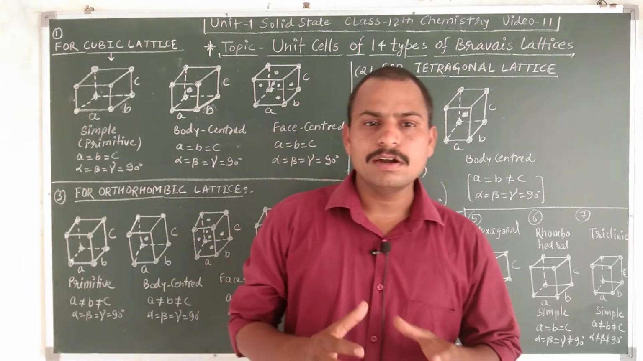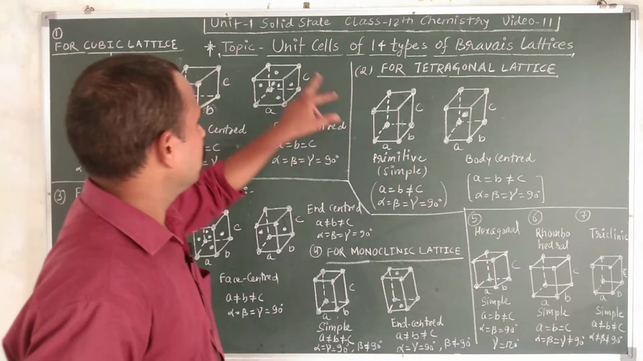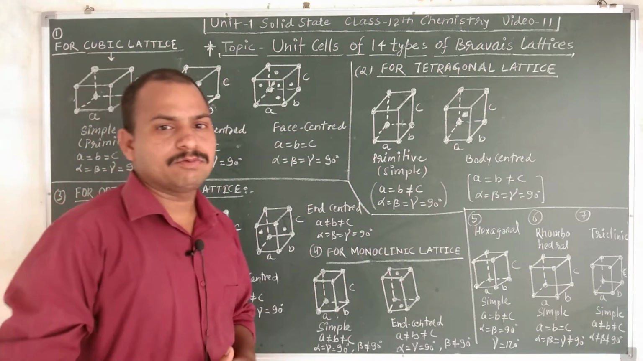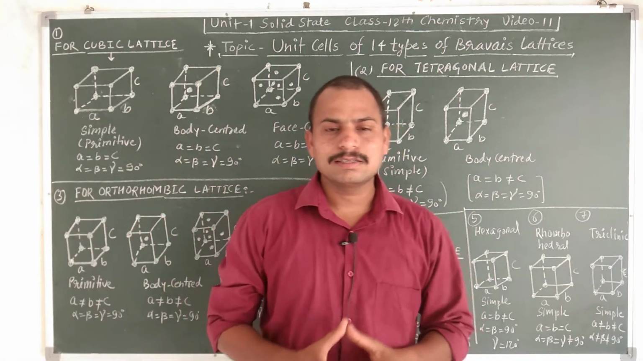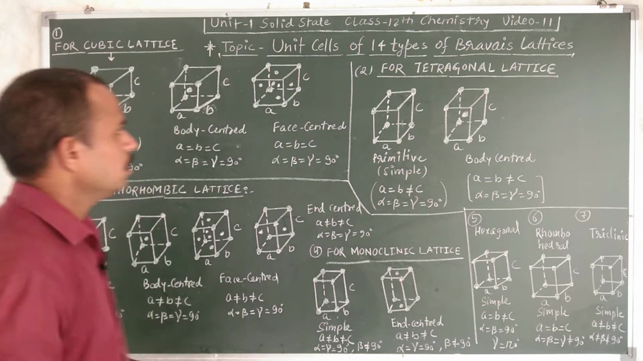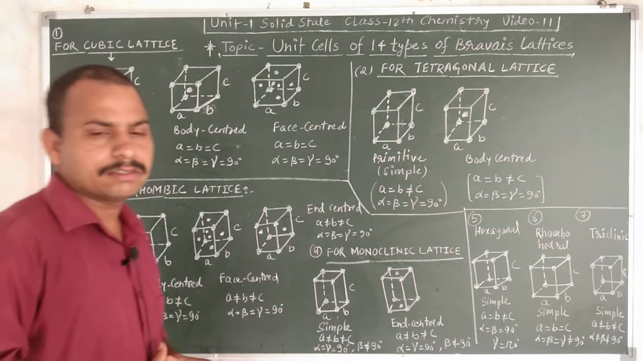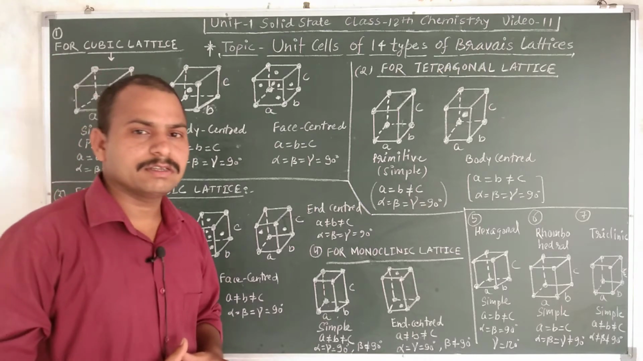Now today we will discuss Bravais lattice. The topic is unit cells of 14 types of Bravais lattice. In the previous video lecture we discussed the 7 crystal systems. Under the 7 crystal systems there are 14 variations. We talked about this in the previous video lecture.